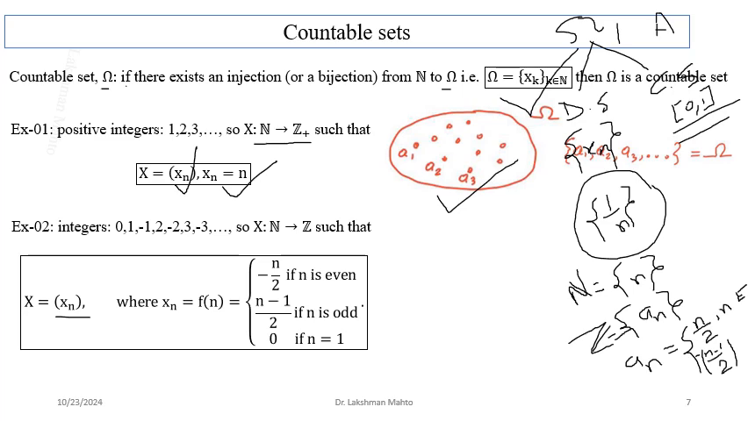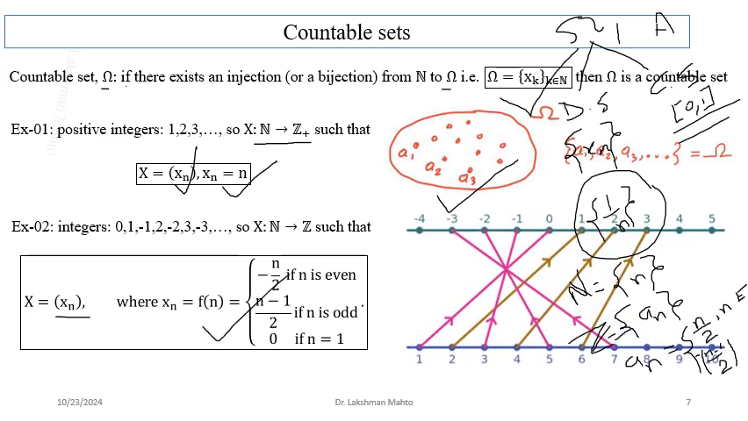There are various ways to define it, but in every example you see a bijection with the set of natural numbers. Here this one is also a bijection, you can see it that way. So this bijection you can see pictorially. 1 is mapped to 0, 2 is mapped to 1, 3 is mapped to minus 1, 4 is mapped to 2, 5 is mapped to minus 2, 6 is mapped to 3, 7 is mapped to minus 3, like that. Here it will be plus, and here it would be minus.